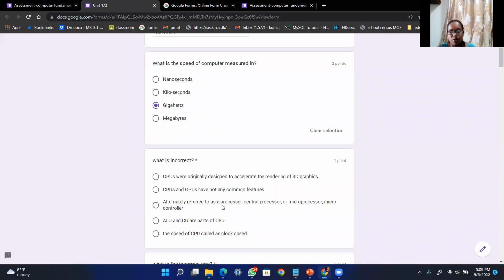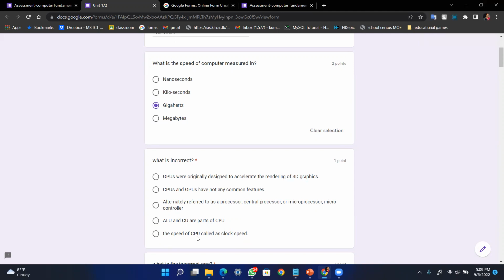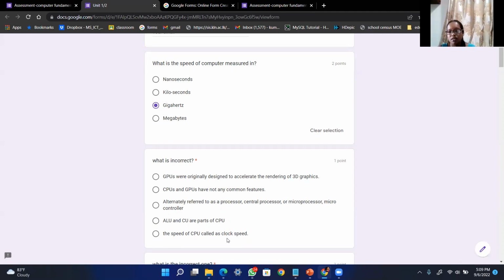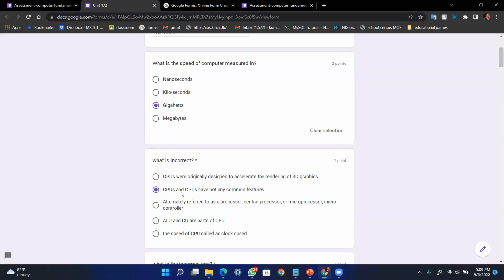Alternately referred to as a processor, central processor, or microprocessor, microcontroller. That means, what are the other names that we can refer to for the CPU? Right, that is correct. ALU and CU are parts of the CPU. That is also correct. The speed of the CPU is called clock speed. Is that correct? Yes, correct. The CPU speed we call clock speed, right? So here the incorrect one is the second one.